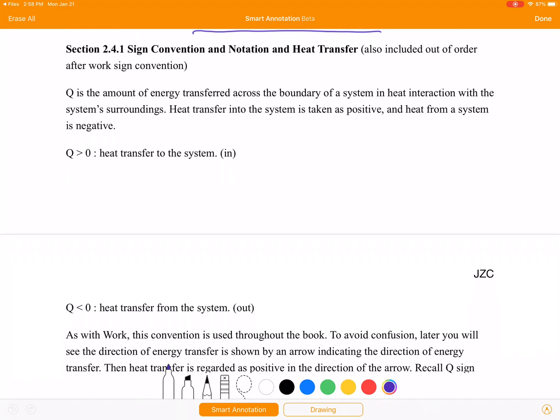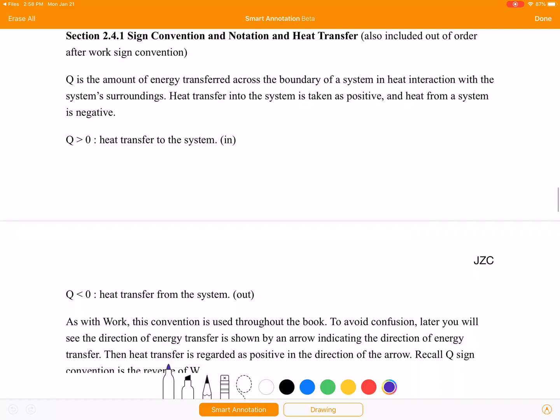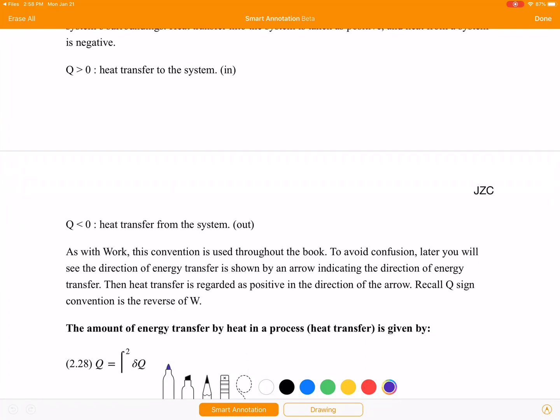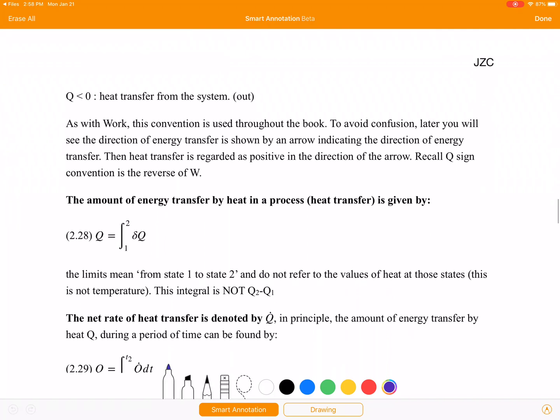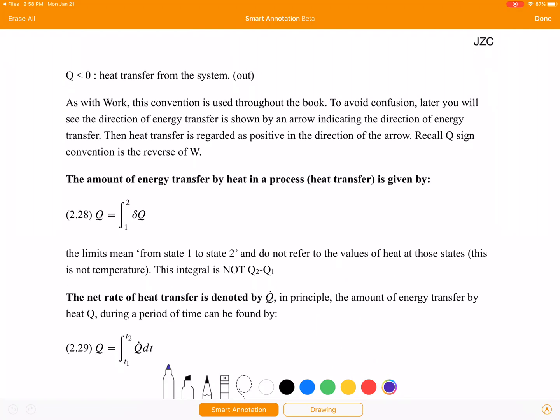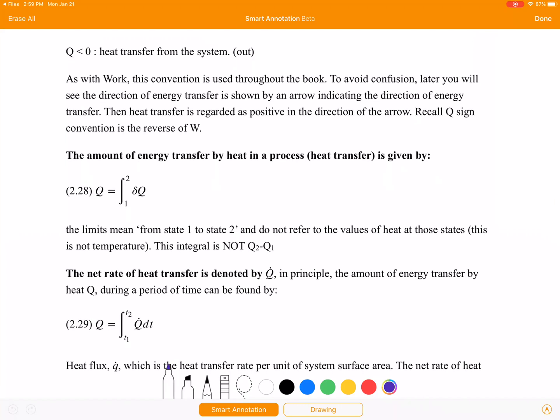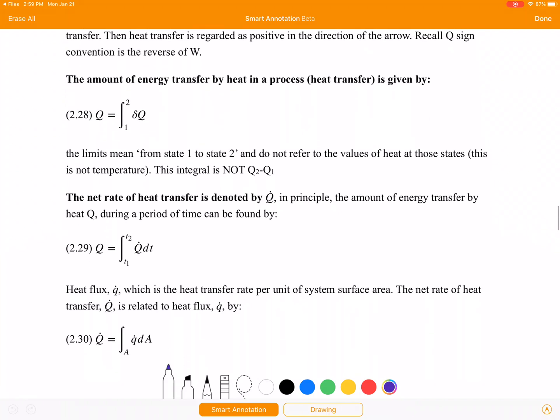Okay, sign convention. We saw this, but I'm going to say it again, probably again and again. Sign convention and notation in heat transfer. Heat transfer is the amount of energy transferred across the boundary in heat interactions between the system and surroundings. Heat transfer into the system is positive, and heat transfer from the system is negative. We'll use this convention throughout the book, and to avoid confusion later, you'll see that the direction is shown with arrows. You'll see that when the time comes.